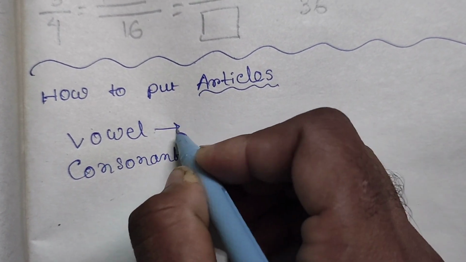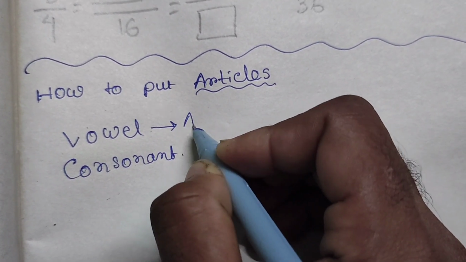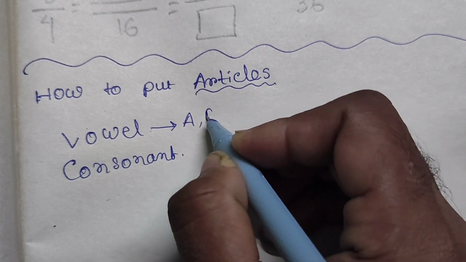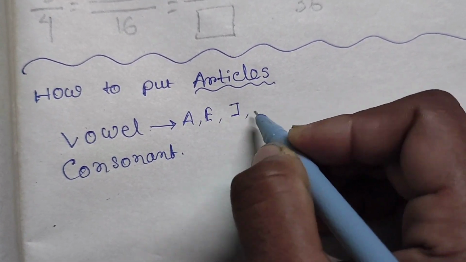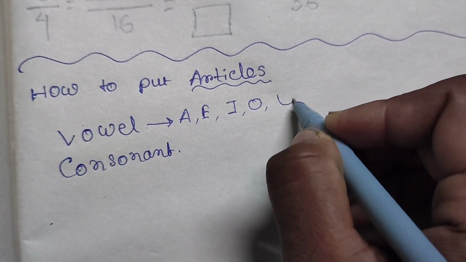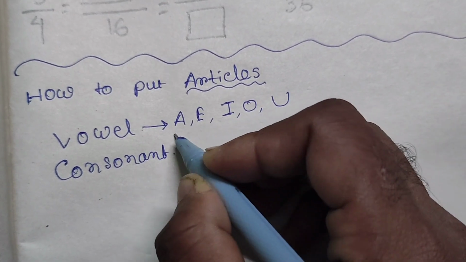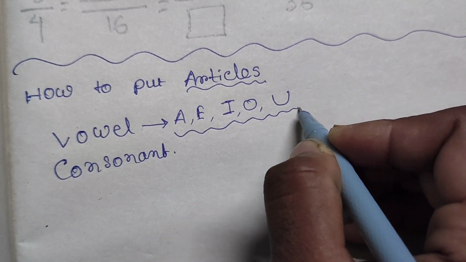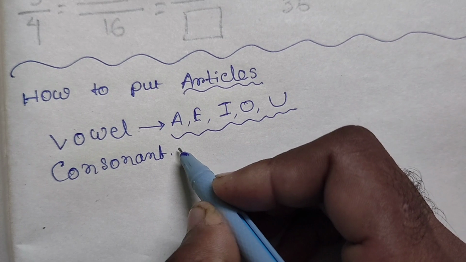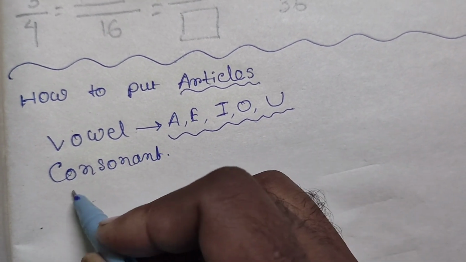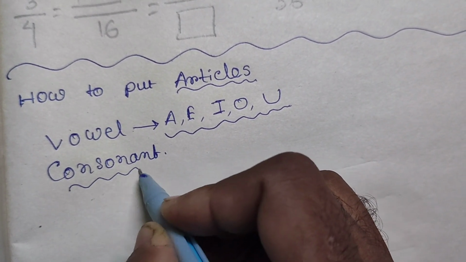Who are the vowels? A, E, I, O and U. These 5 alphabets are the vowels and the rest of all alphabets are consonants.